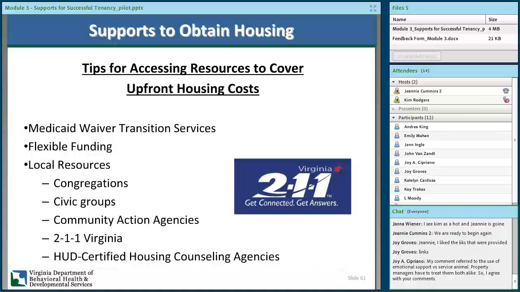Each region has unique community resources that may be able to cover upfront costs. These resources are very limited and tend to be available for people who are in housing crises. Community housing guides can research what's available locally through congregations, civic groups such as the Rotary, Kiwanis, Elk, Moose, or Optimist clubs, community action agencies, 211 Virginia, and HUD-certified counseling agencies. The FAQ for Module 3 has links to some of these resources so that you can explore them.